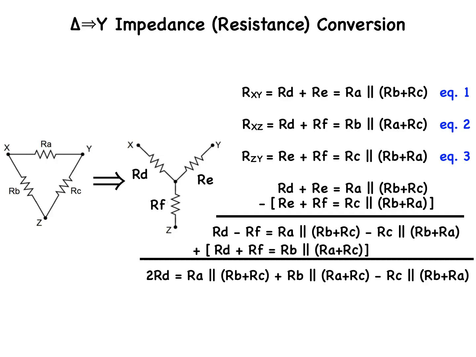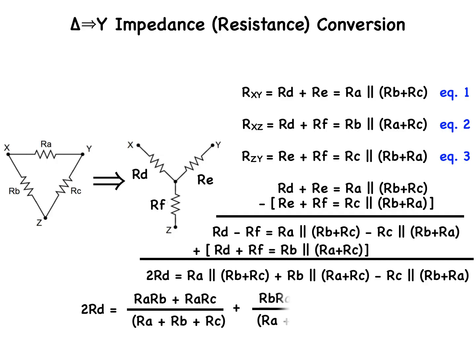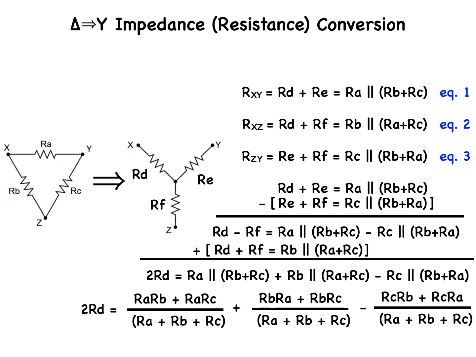Let's expand the three parallel terms on the right-hand side of the equation. That would give us 2RD is equal to the sum of three fractions you see here, all over the same denominator, RA plus RB plus RC.